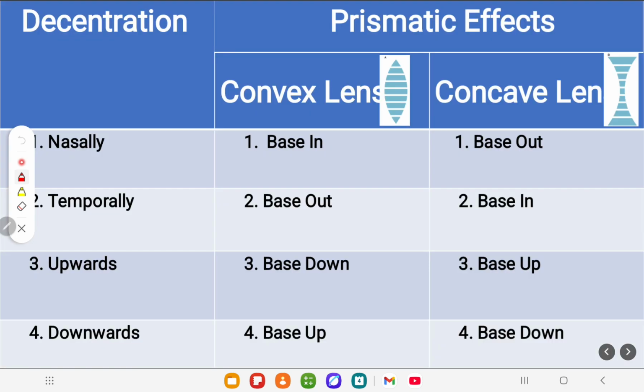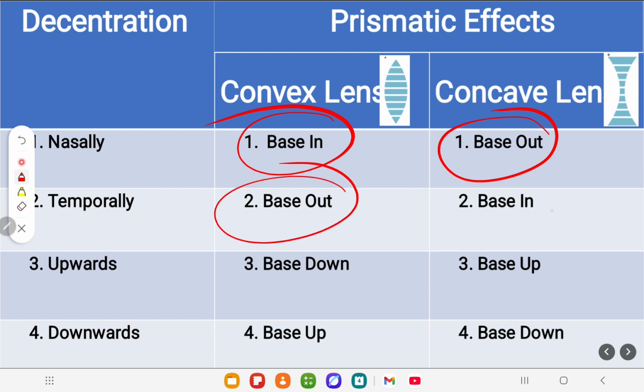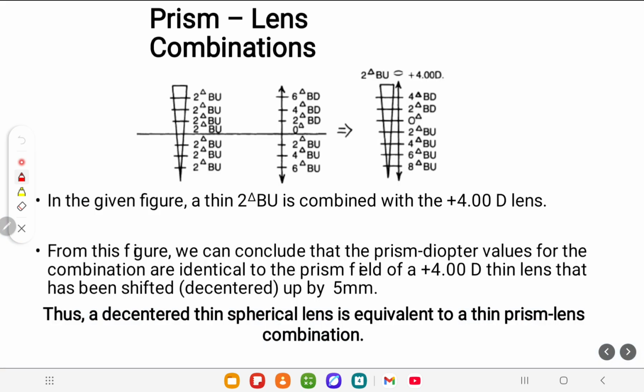It's another video topic. So nasally, we call it base in if the base is towards nasal. If the base is towards temporal, it's base out, and all these things for plus lens and for minus lens. It is for another video, but it's completely okay for now.